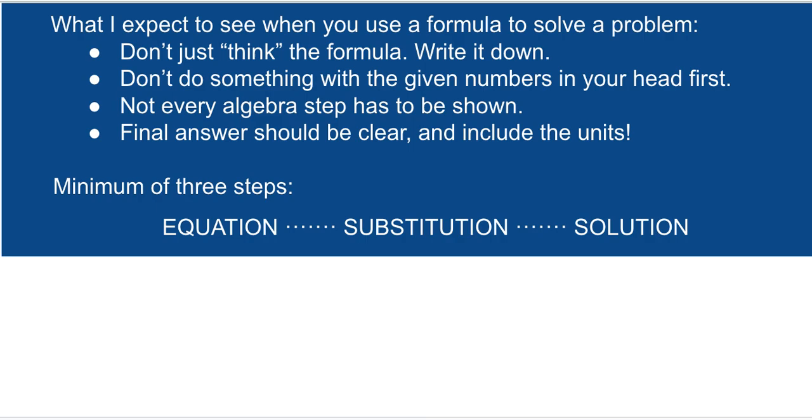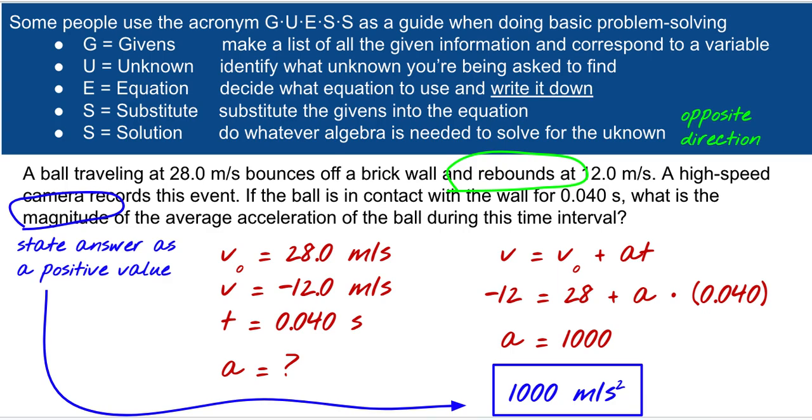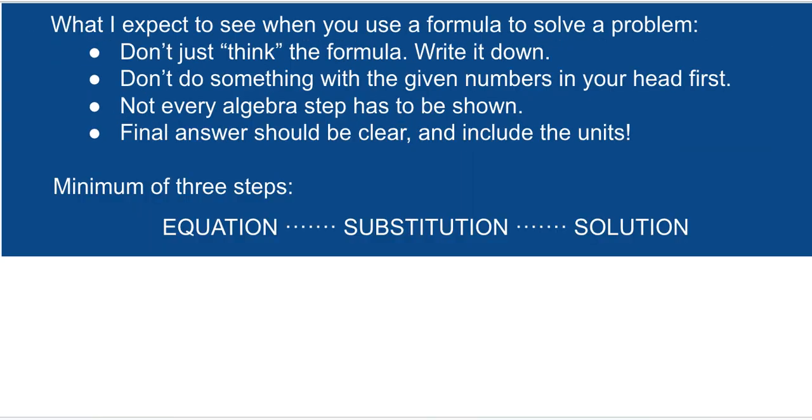You don't need to write every single step of your algebra. You can notice in my example here, I didn't write out that I subtracted 28 and I divided by 0.04. If you can do the algebra without writing down every step, please do so. And then just, again, make sure that your answer is very clear. Make sure you've included units. And again, all solutions should have a minimum of 3 steps: the equation in terms of variables, the substitution of the given information, and then a solution with units, sometimes a description.